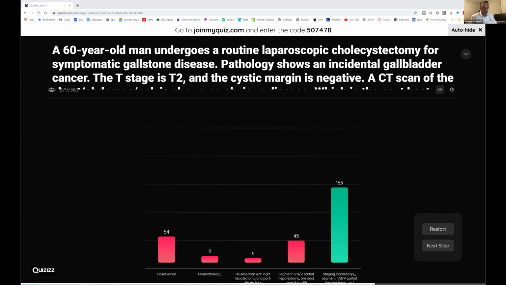So generally the answer is going to be segment 4B5 resection. And then you should always do a portal lymphadenectomy with gallbladder cancer. So anytime you have gallbladder cancer, portal lymphadenectomy is indicated. So that was the only one that fits that.